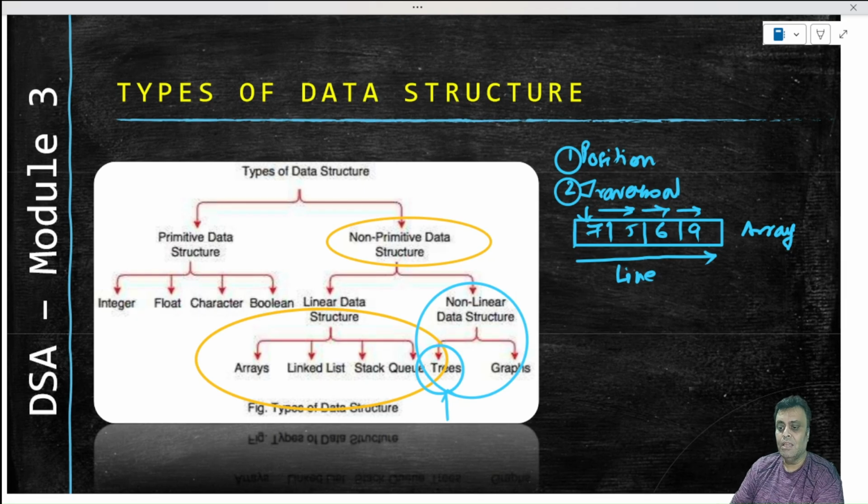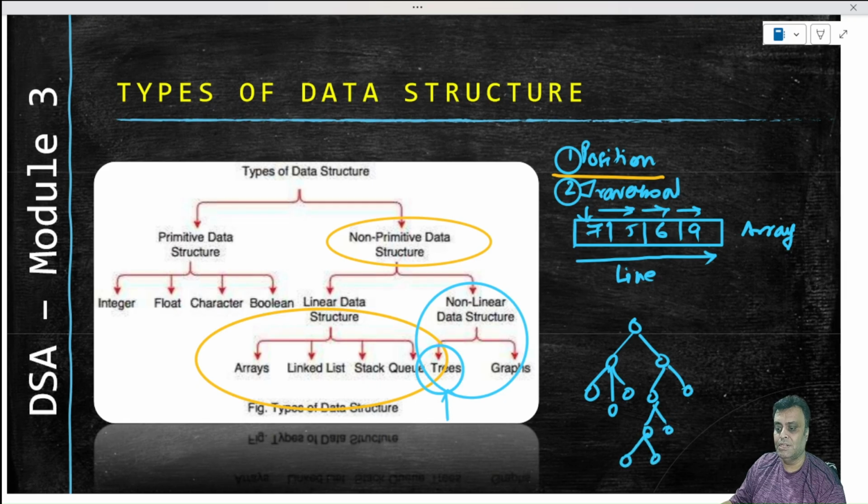So that's why we are saying that the position in which a linear data structure is stored is in the form of a line. Whereas if we talk about the tree, then we are talking about a hierarchical data structure. In this hierarchical data structure, we can have something like this. So this is what a tree is.